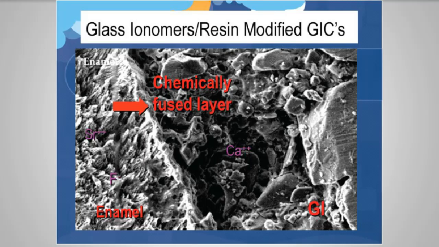One of the materials that I first fell in love with a few years back is glass ionomers and resin-modified glass ionomers, simply because of their ability to have this chemical fused layer occur between the tooth and the restorative material without the need to create a hybrid layer.